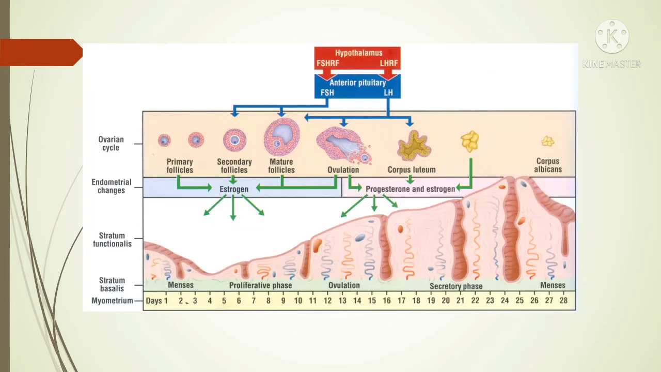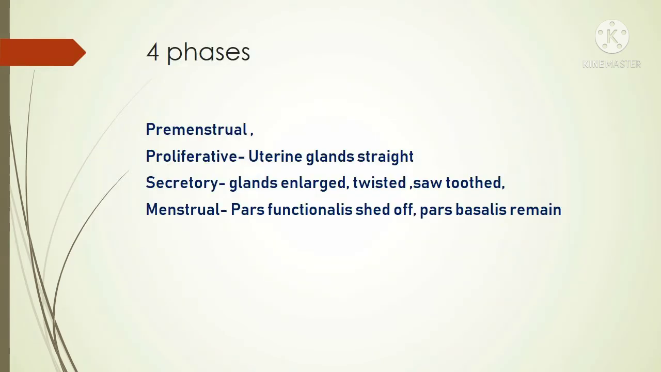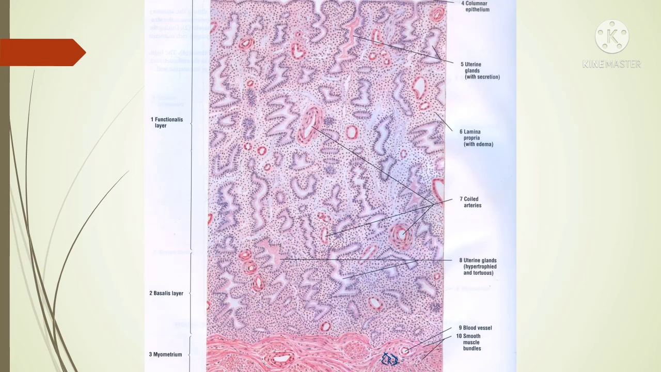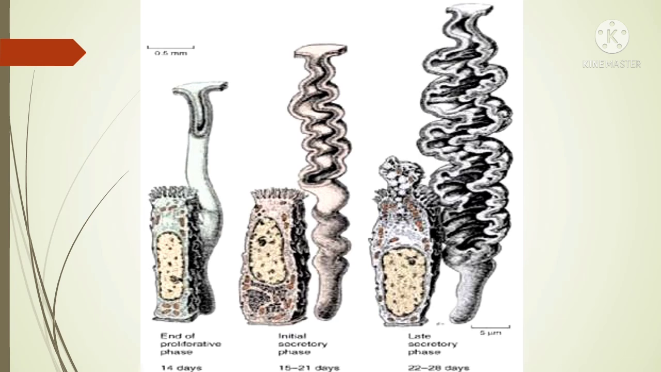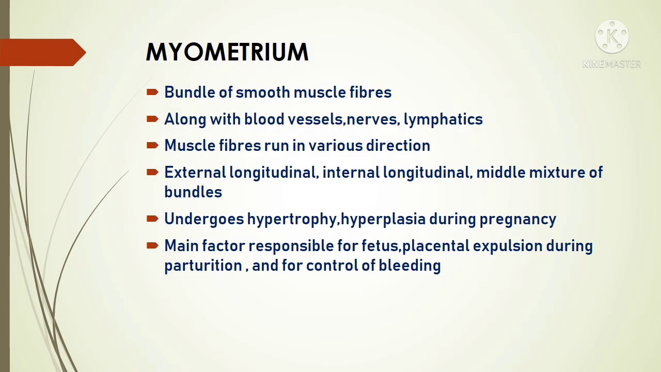During the proliferative phase, the uterine glands become straight and start to proliferate, and during the secretory phase, the glands become enlarged and twisted and sawtooth in appearance. During the menstrual phase, the pars functionalis layer is shed off and the pars basalis layer remains. This picture shows the straight arteries during the proliferative phase, and during the secretory phase they become twisted and sawtoothed in appearance.